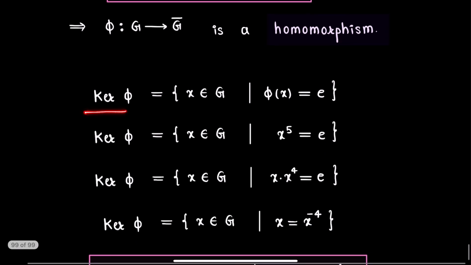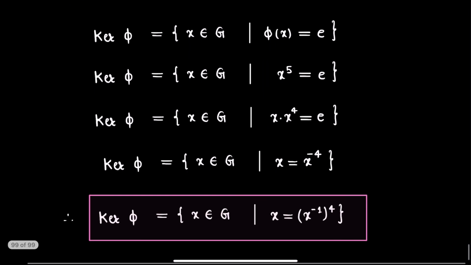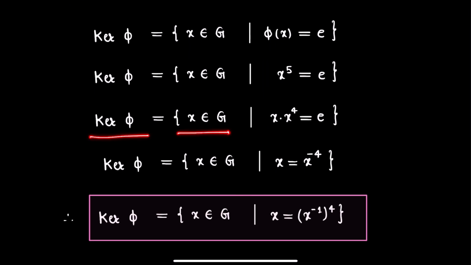Now, kernel phi is the set of all those elements x in group G such that phi of x is equal to the identity element of group G bar, and here both the groups are the same. Therefore, kernel phi is the set of all those elements x in group G such that x to the power 5 is E, since phi of x is x to the power 5. And therefore, kernel phi is the set of all those elements x in group G such that x dot x to the power 4 is identity. Here we can write x to the power 5 as x dot x to the power 4.